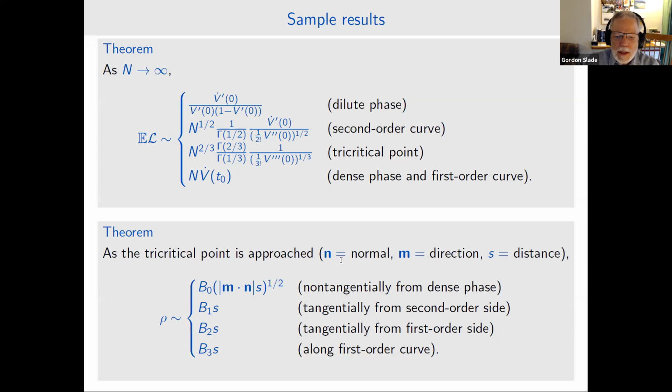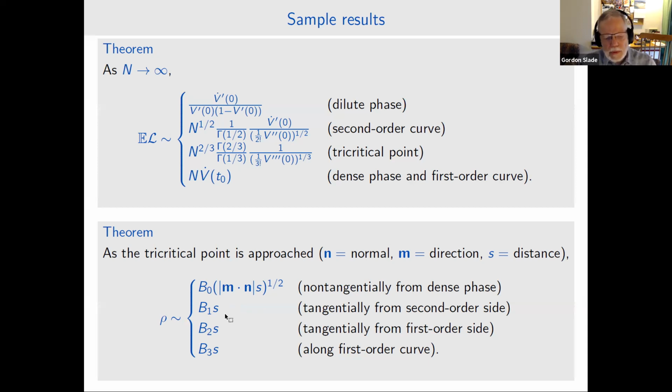So here, n is the normal to the phase boundary. M is the direction of the approach, and S is the distance along a line segment in the direction of approach. So if you're approaching in a non-tangential direction, then the density will vanish as a square root of the distance from the tricritical point. Whereas if you approach tangentially, it's linear.